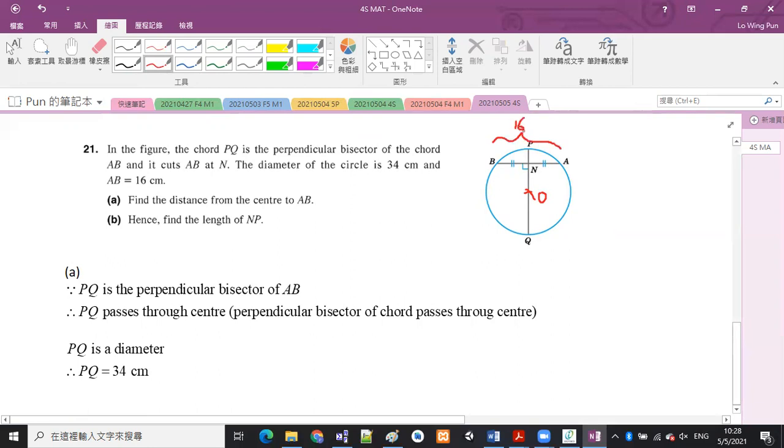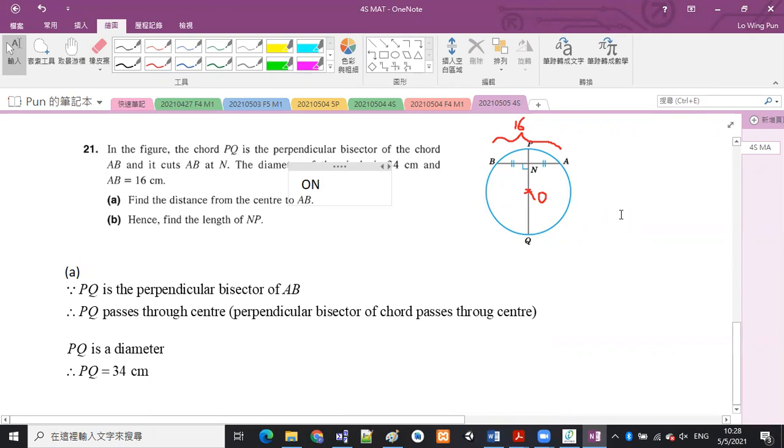Okay, and in part A, the question asks us to find the distance from center to AB. Distance from center to AB, which means center is O, and then it will be the perpendicular distance from O to AB, which is ON. Okay, can you see that? In part A, we are actually finding the length of ON. Okay, the required length is ON. But how can we find this?